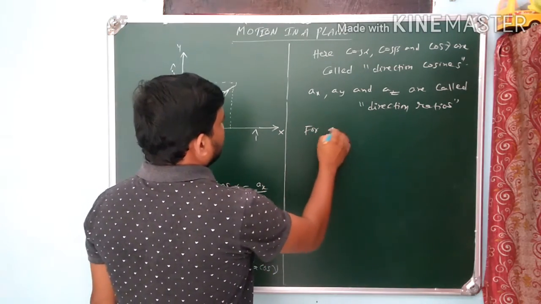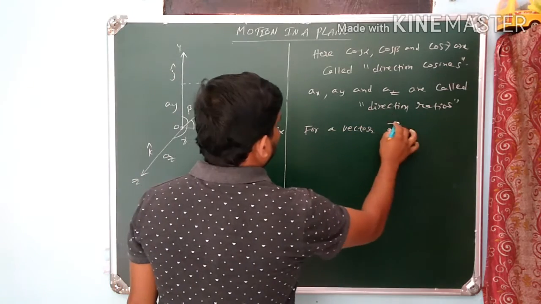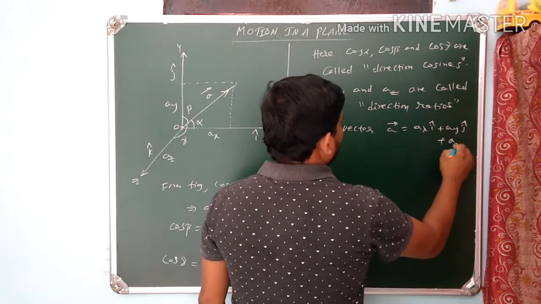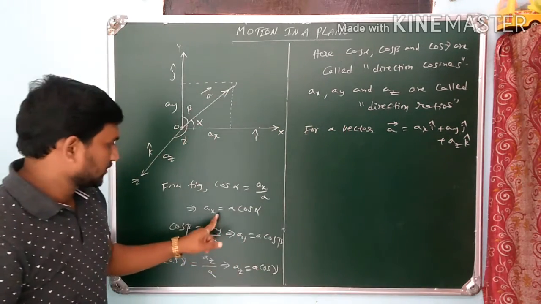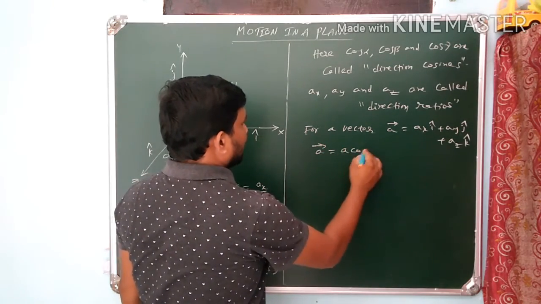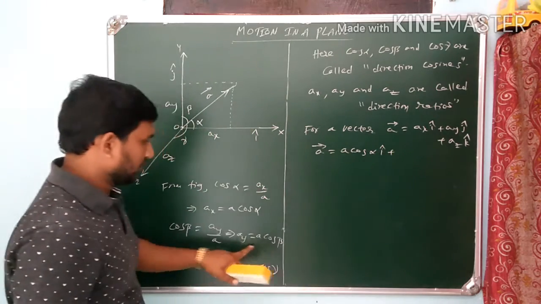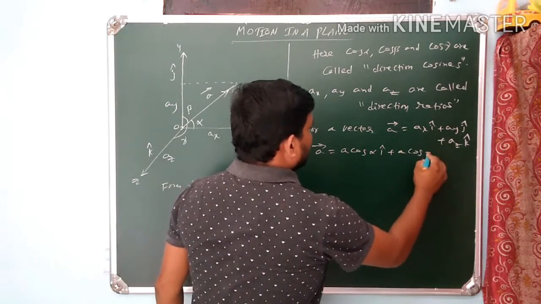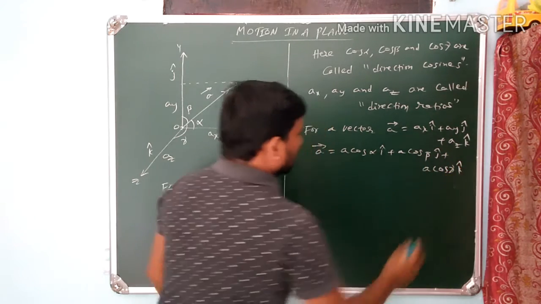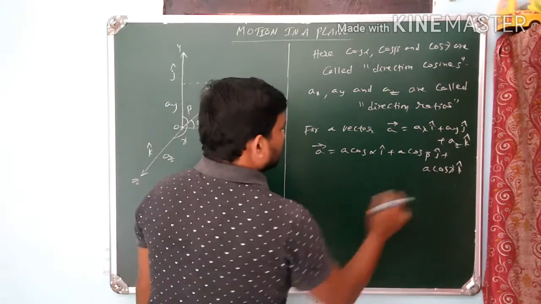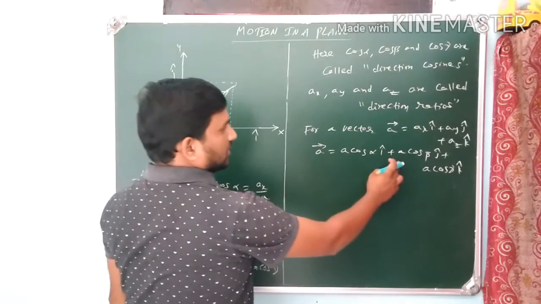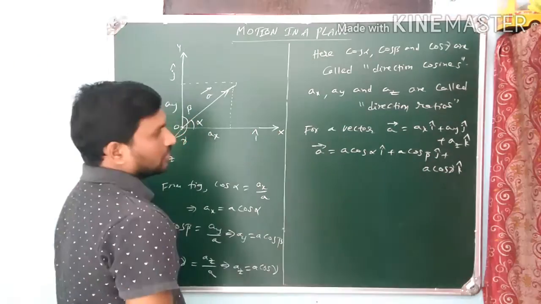For a vector a bar is equal to ax i cap plus ay j cap plus az k cap. Now substitute the ax, ay and az values in this vector. Therefore a bar is equal to a cos alpha into i cap plus a cos beta into j cap plus a cos gamma into k cap. These are the vector in the vector notation.